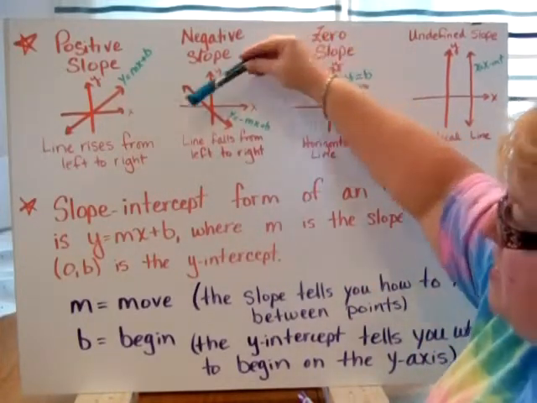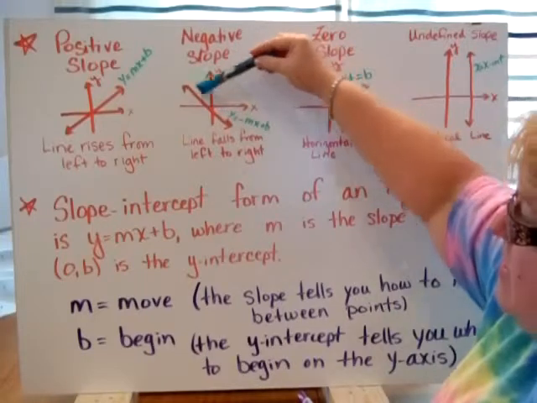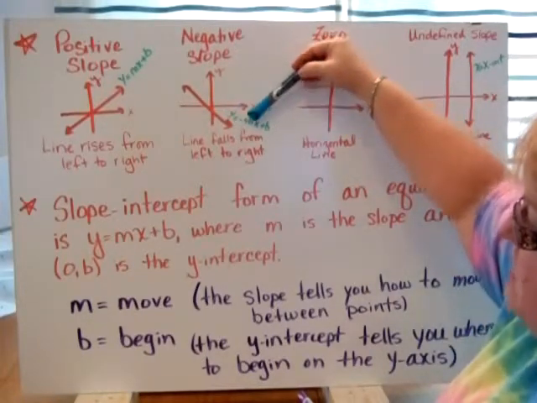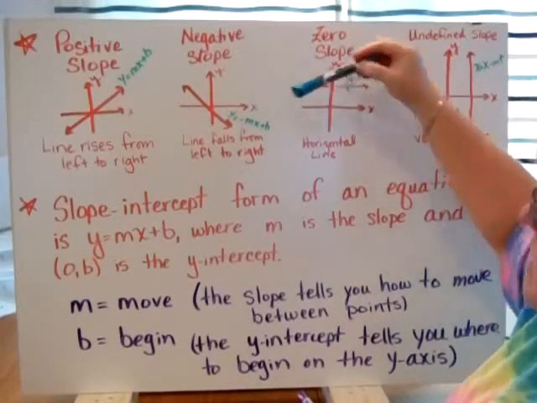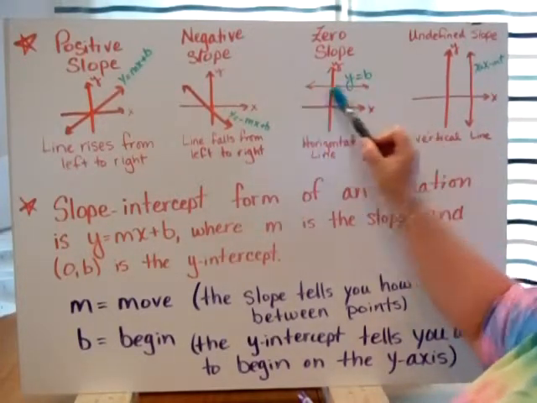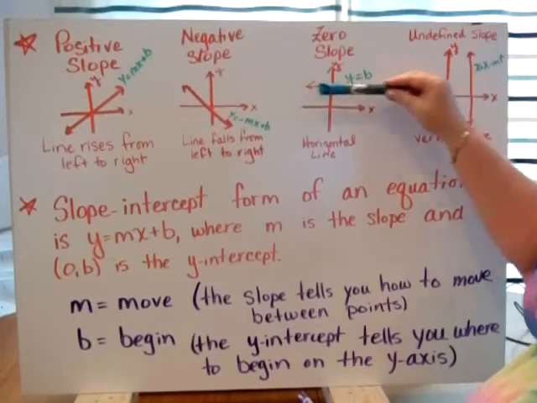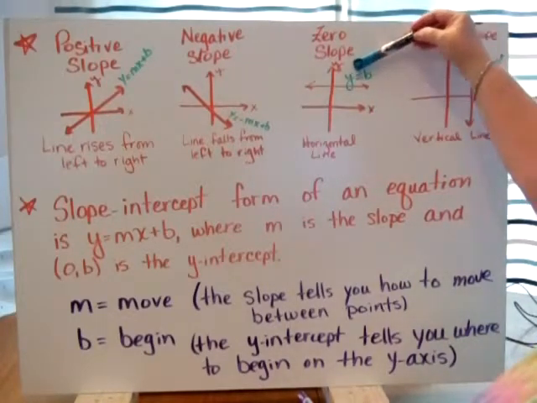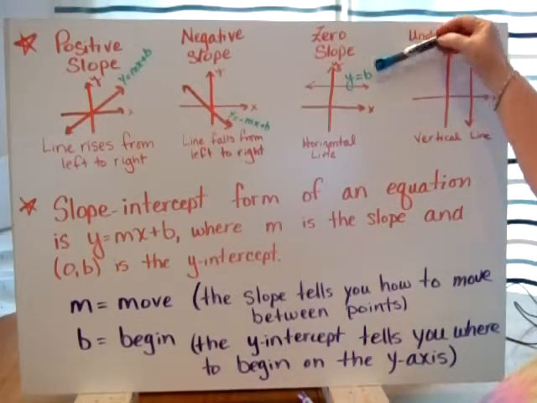A negative slope, as you go from the left to the right, notice that the line falls, and this would have a negative slope in the equation. A horizontal line is a line that goes straight east-west. There's no up or down to it, just straight across, and the equation would be y equals your y-intercept.